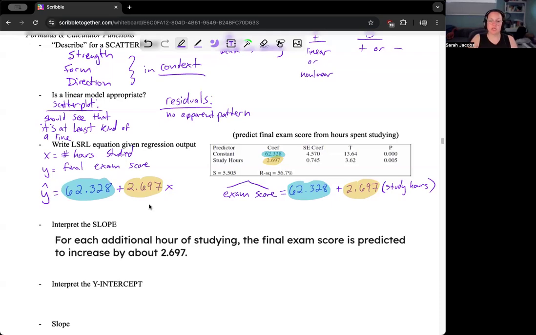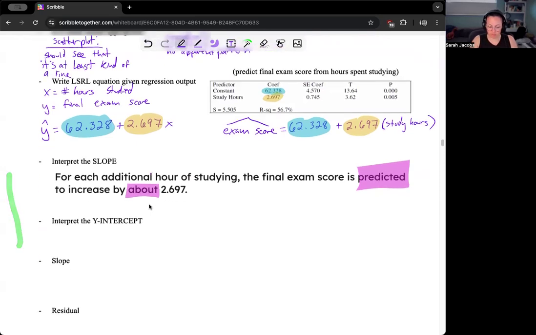It is incredibly important, again, that it's predicted, by about, and it's for each additional hour of studying. So whatever this is, and then whatever the output is, that's what's predicted to go up or down by the slope. All right. Cool. Not going to belabor that point.